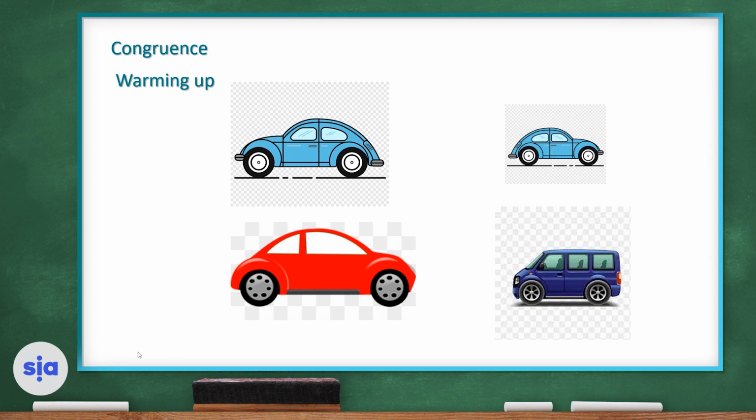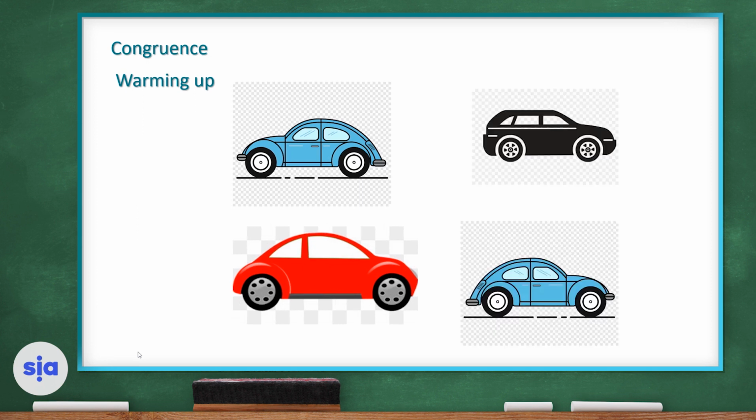In this session we'll be talking about congruence. Let's start with the warming up. For these four pictures that you can see in front of you, are there any two pictures that are identically the same? If we talk about the two blue cars at the top, they are not the same. One is big, one is small. Congruency means they are identically the same size, same dimensions, same in everything. So here we have no two congruent figures.